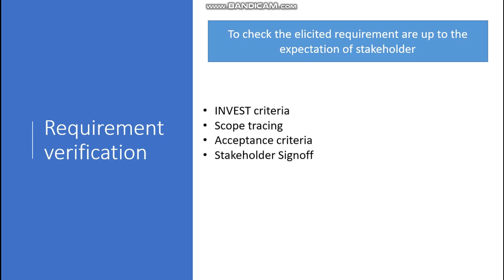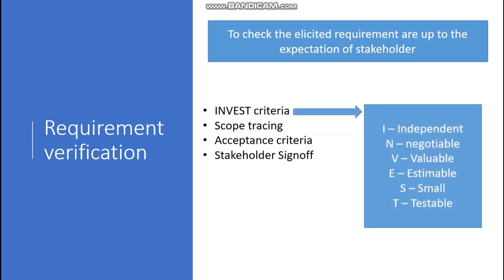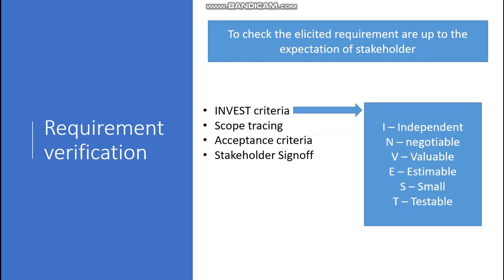The best way to verify the requirement is INVEST criteria. I stands for independent, N stands for negotiable, V stands for valuable, E stands for estimable, S stands for small, and T stands for testable. My requirement has to be independent. Requirement should not be dependent on any other requirement or any other requirement object.